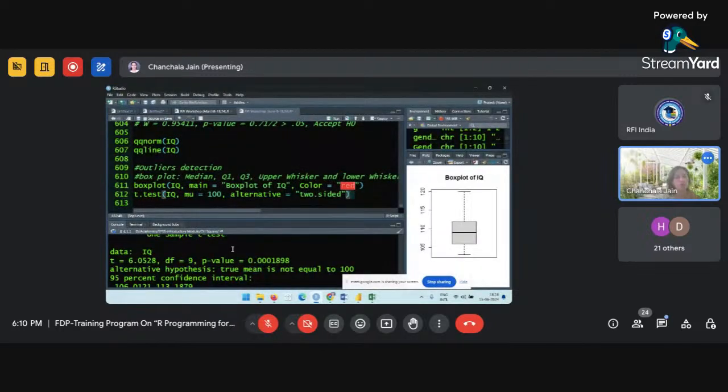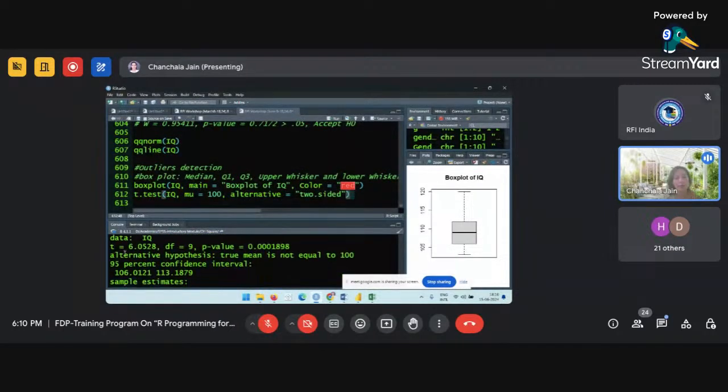So you can see in the output you are getting the T value, which is 6.0528, and degrees of freedom, that is n minus 1, which is 9. The P value is 0.0001898. It says the alternative hypothesis: true mean is not equal to 100. Because your P value is less than 0.05, you cannot accept your null hypothesis. So you need to go for the alternative hypothesis.